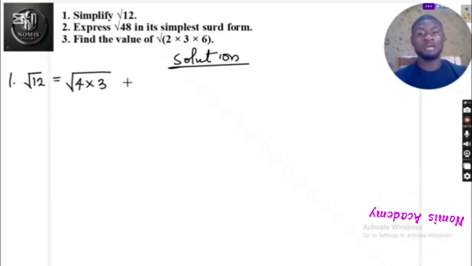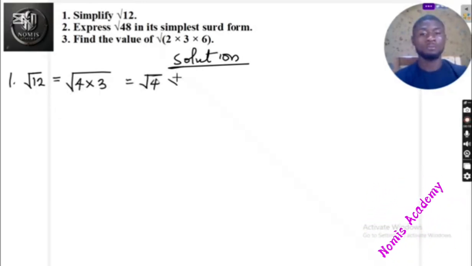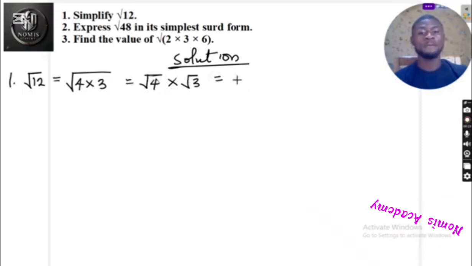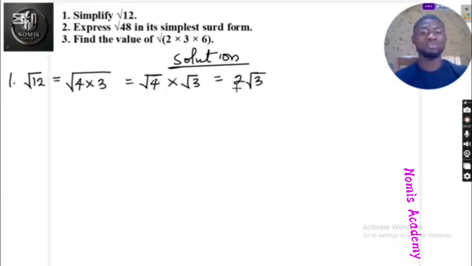And then from here, we can separate it to be root 4 multiplied by root 3. Since this is a perfect root, I can just get my answer. This will be 2 because the square root of 4 is 2. So I now have root 3. So 2 root 3 is the simplified form of root 12. So root 12 is equal to 2 root 3.